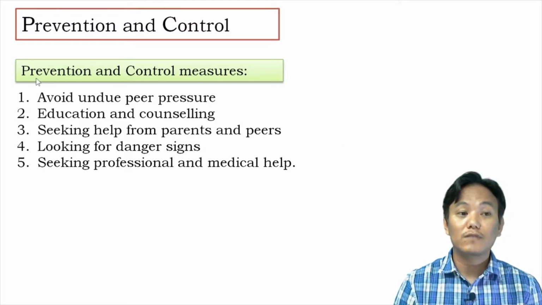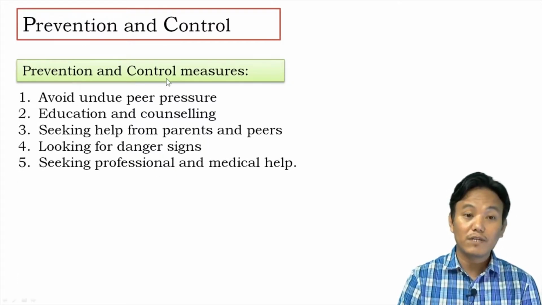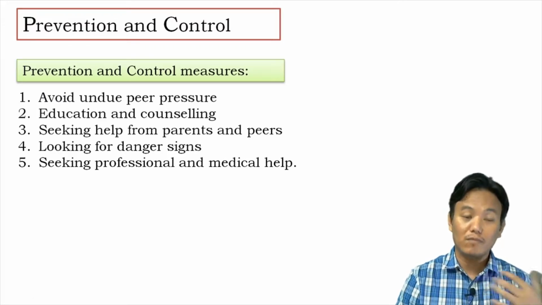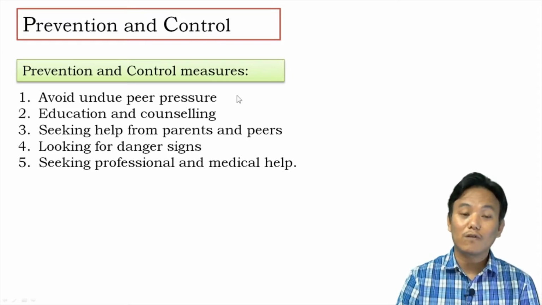So there are certain prevention and control measures given in your textbook. They are: avoid undue peer pressure, education and counseling, seeking help from parents and peers, looking for danger signs, seeking professional and medical help. And if you read about these prevention and control measures one by one, you will realize that it requires the concerted effort from all the members of the community in order to take care of the menace of substance abuse. Be it teacher, parents, family or friends, all of the members of the community should get involved in order to prevent and control the menace of substance abuse.